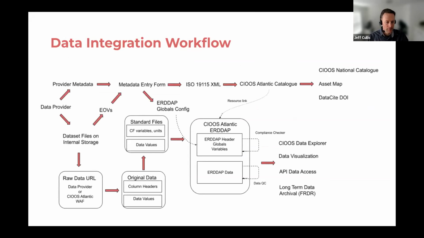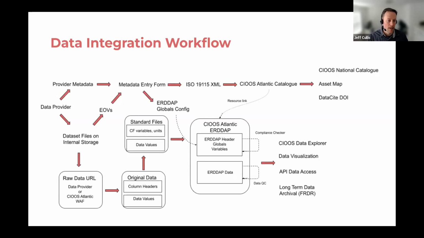Yeah, and I guess sort of tying together some of the things I discussed earlier. So we've got our data provider coming in on the left with metadata and some data files on their own internal storage. Essentially, the variable names from those files will become the EOVs that go into the metadata entry form along with the rest of their metadata. That'll generate the XML file that we then use to harvest into our data catalog. And from there, it goes to the national catalog and the asset map.